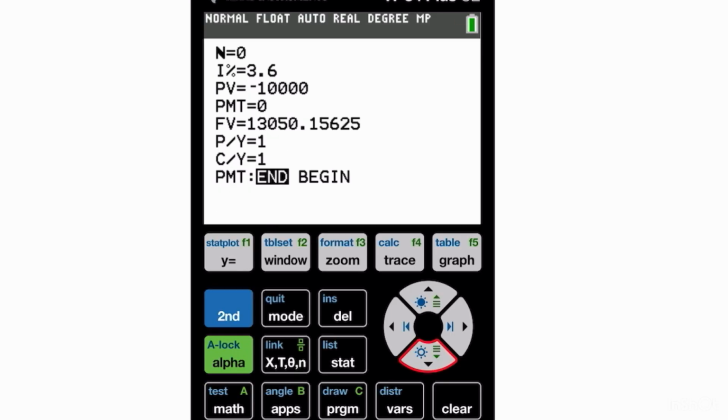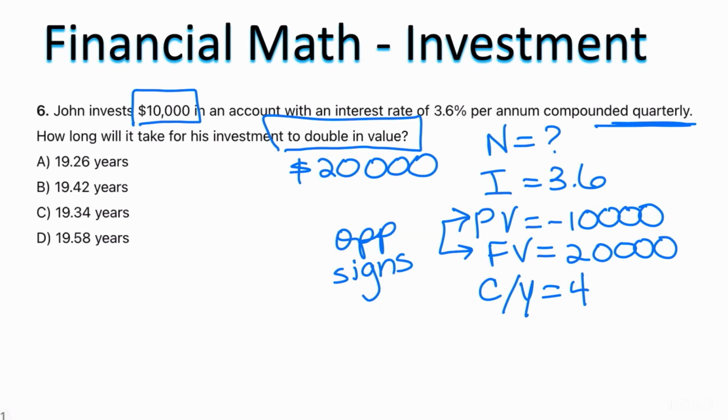We're going to leave PMT as 0. It's not a payments question. Future value is going to be double, so 20,000. P per Y stays as 1 because it is not a payments question. And C per Y is 4 because it is compounded quarterly. Go back to N, alpha, enter. And this tells me it's going to take me 19.34 years to double my investment. So in this case, the answer is going to be C, 19.34 years.